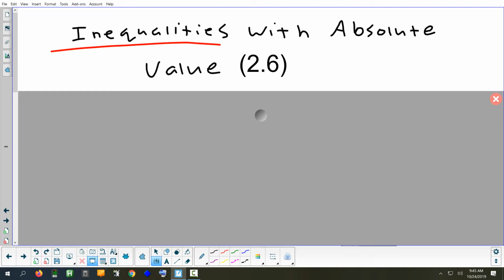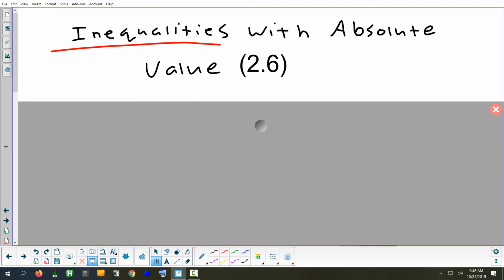What makes something an inequality? What symbol could it have in it? James? Greater than. Yeah, it could have a greater than, a less than, greater than or equal to, or less than or equal to. So it's just like absolute value equations, except change that equal sign to one of the four symbols I just said.